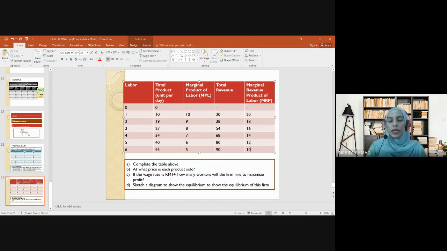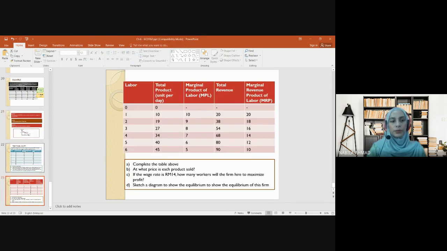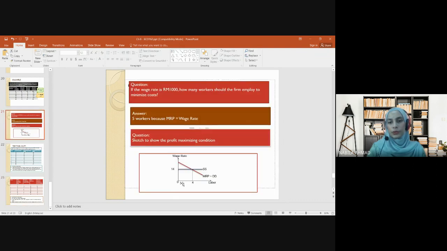Okay. If the wage rate is 14, how many workers will the firm hire to maximize profit? So MWC dia 14. So amount of labor that should be hired adalah 4. Okay, so kita kena sketch pula. Okay, guna saja yang ni. So dia kata berapa tadi? 14 kan? Yeah, so 14. This one will be 14 and this one is 4. Macam tu.